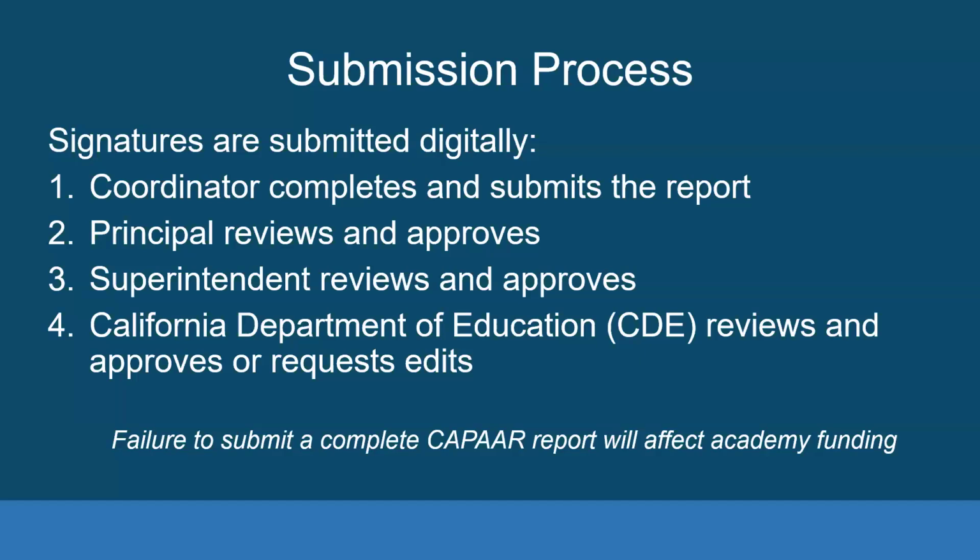Send it off, right? Then it's going to prompt your principal through an automated email. And this is why email addresses and the contact updates are so important, right? Your principal will then receive it and review and approve. And then that will trigger the system to automatically contact your superintendent. And they will then need to review and approve your CAPAAR report. All of this needs to happen by June 30th, right?